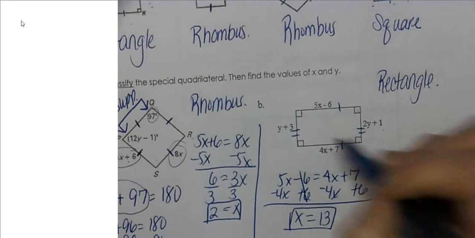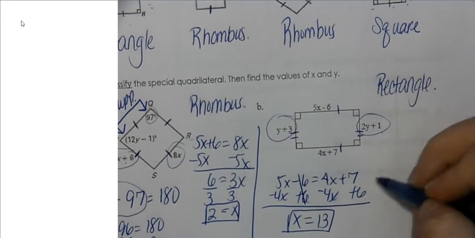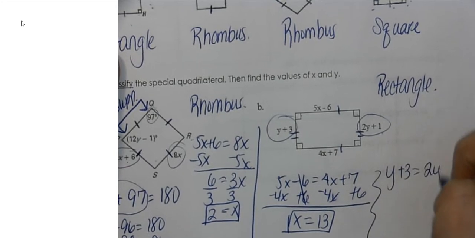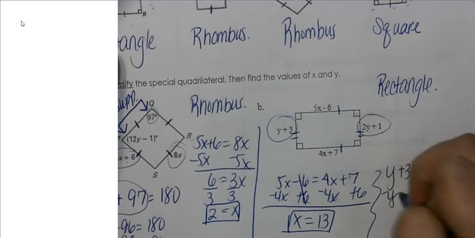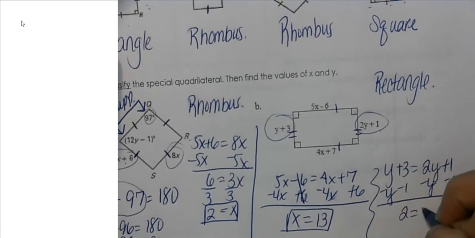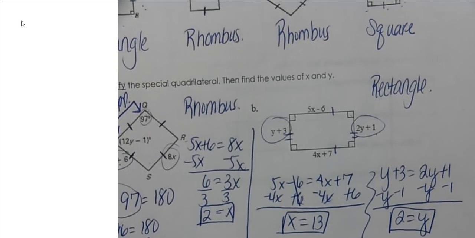Next, I'm going to set my opposite sides congruent to each other. So I have y plus 3 is equal to 2y plus 1. I'm going to subtract y on both sides and subtract 1 on both sides. And when I do that, I end up with 2 is equal to y. And I have officially found my missing variables.